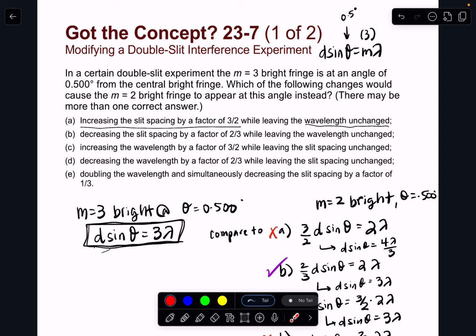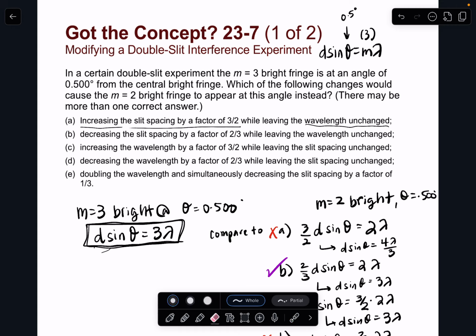So the question is, if we multiply this by 3/2, can we get this equation back? Well, let's move this over, okay? So what happens is we get d sine theta equals 4/3 lambda. And does d sine theta equals 4/3 lambda look like this? No, it does not, right? So we won't be getting the same theta if we were to solve for theta.